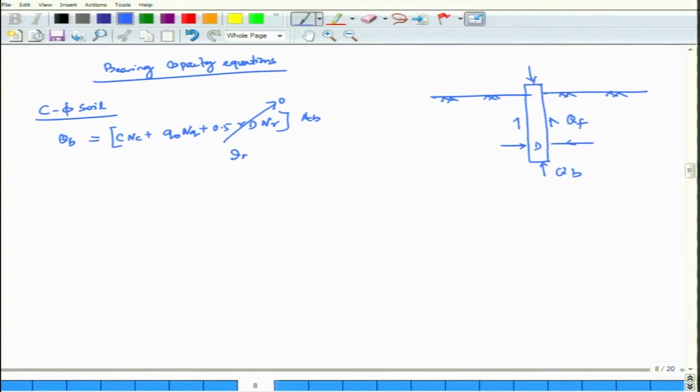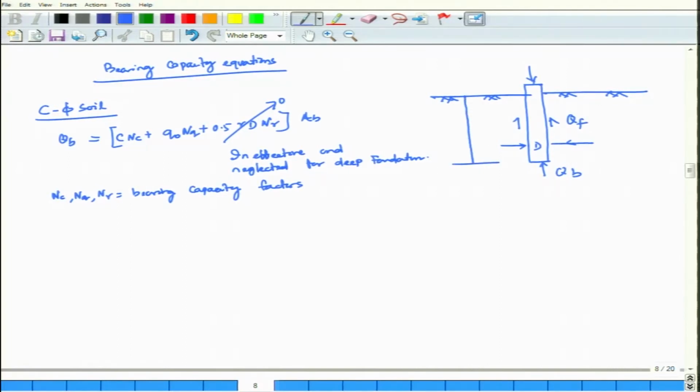It is ineffective and neglected for deep foundation. So, NC, NQ and N gamma are bearing capacity factors, and if I write it, this is my L. L is your embedded length or depth of embedment.